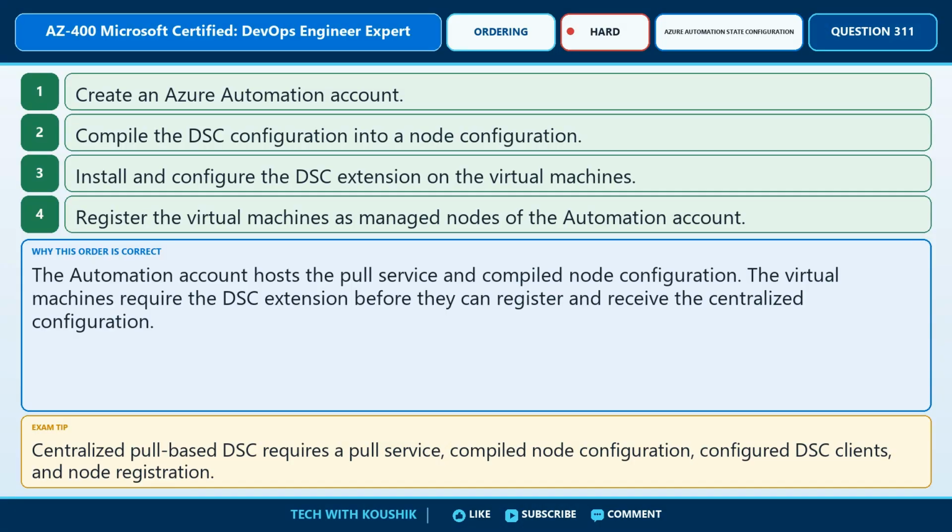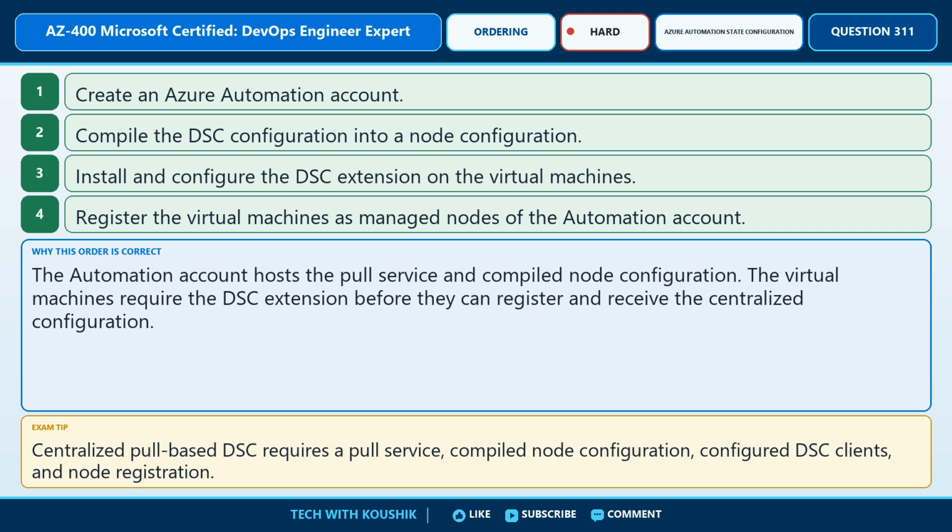The correct sequence is as follows. First, create an Azure Automation account. Second, compile the DSC configuration into a node configuration. Third, install and configure the DSC extension on the virtual machines. Fourth, register the virtual machines as managed nodes of the automation account.